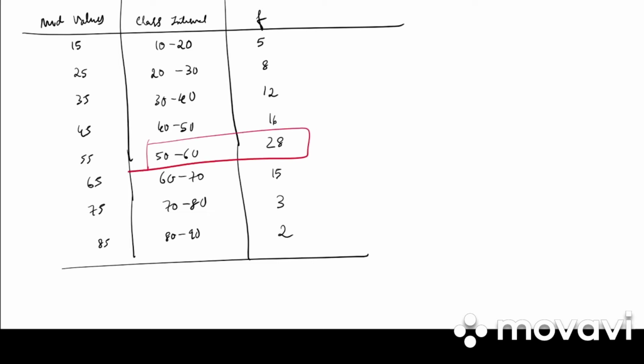Next line write down. As class interval 50 to 60 is the one with highest frequency, comma, modal class is 50 to 60. So what is the formula?